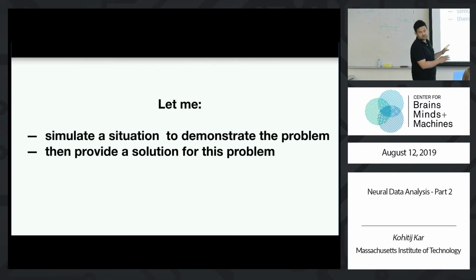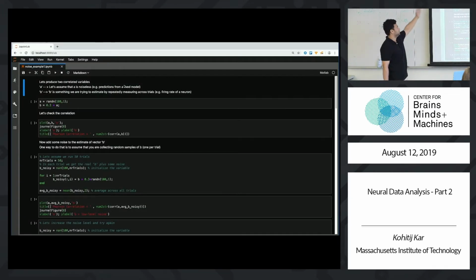For the rest of the tutorial, I'm going to simulate a situation to demonstrate the problem, and then provide a solution for how to deal with this kind of problem in data analysis. This is just a simple few lines of code. I'm going to produce two correlated variables, A and B, and let's assume that A is noiseless, like some model prediction. B is something that we are trying to estimate by repeatedly measuring across trials. B could be neural firing rate or BOLD activity across voxels.